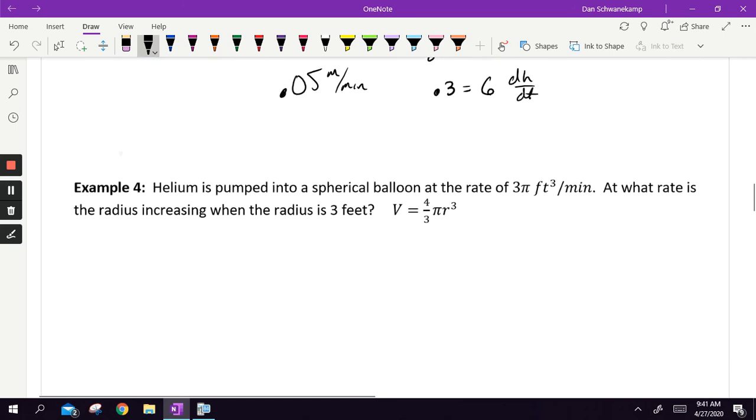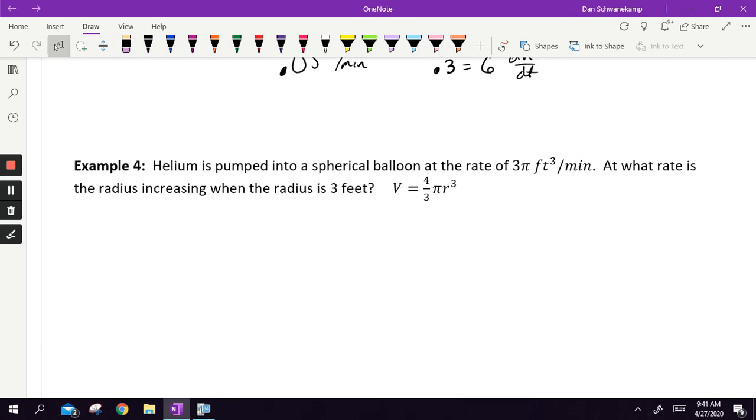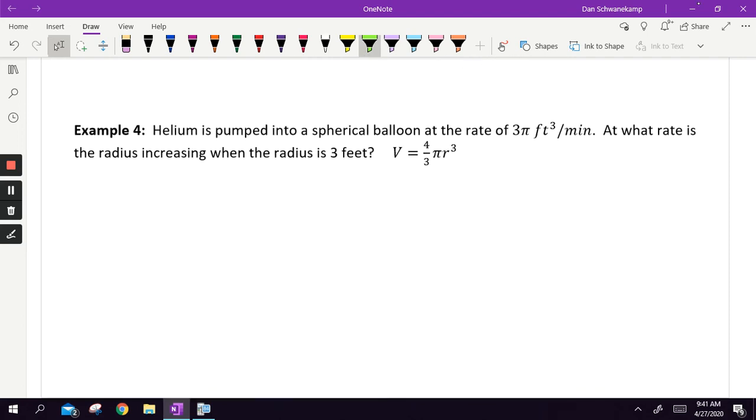Let's do one more on this video, and then I'll split it in half here because I know we will get a little bit run down. Helium is pumped into a spherical balloon at a rate of 3 pi feet cubed per minute. At what rate is the radius increasing when the radius is 3 feet?